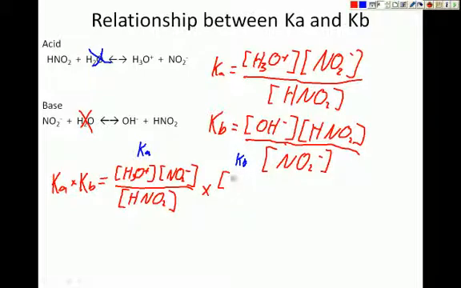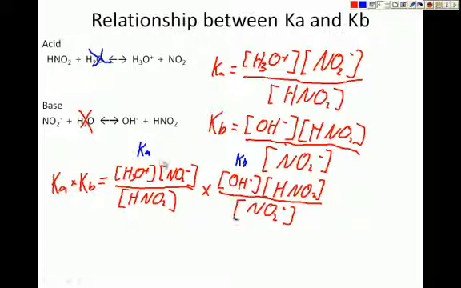Okay, so our Kb is right here, and that is OH minus times HNO2, divided by NO2 minus. So we have Ka times Kb. Now what we see is when we multiply these two things together, some of these can cancel out. Like HNO2 cancels with this HNO2. Okay? NO2 minus cancels with this NO2 minus.